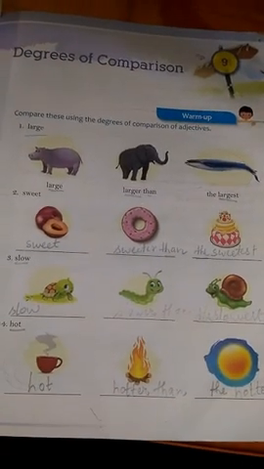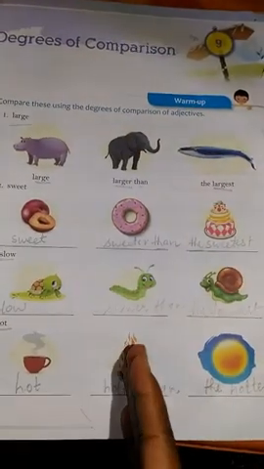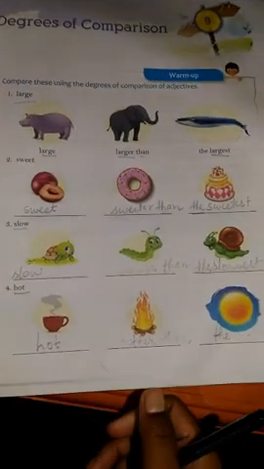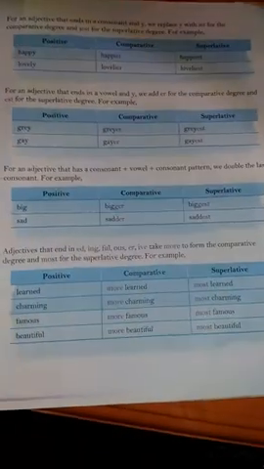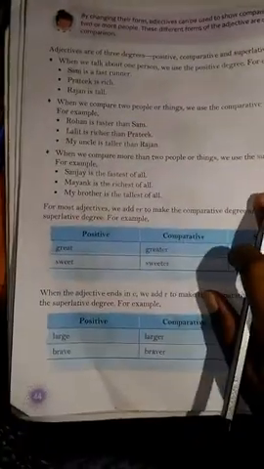So there are 3 degrees of comparison. One is the positive, next one is the comparative, and the last one is the superlative degree. So let's go to page number 44. Look here, all of you turn to page 44.